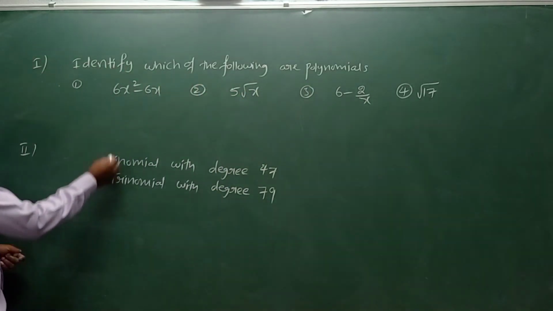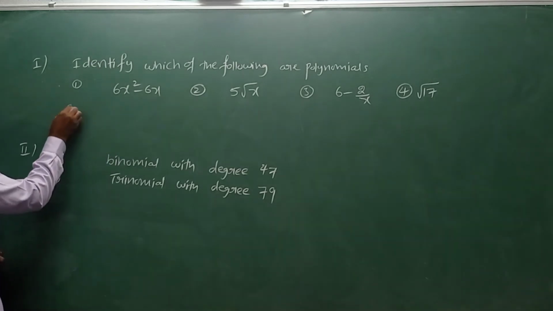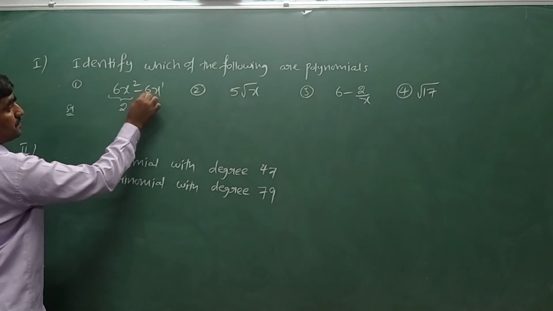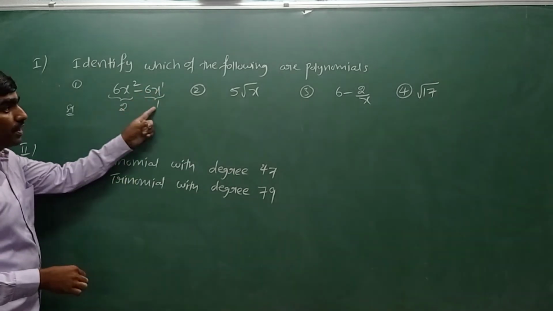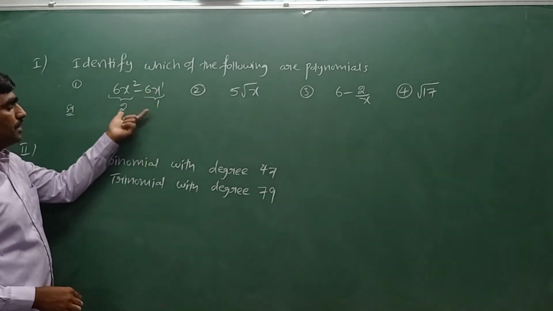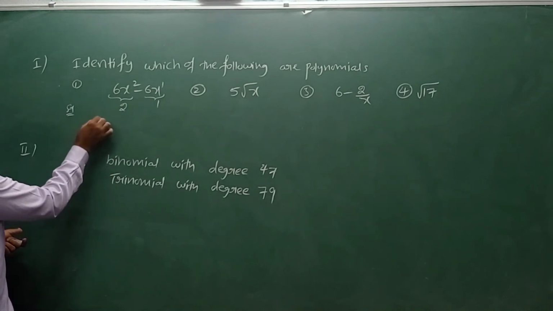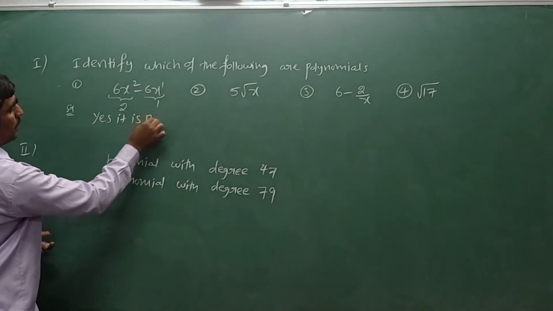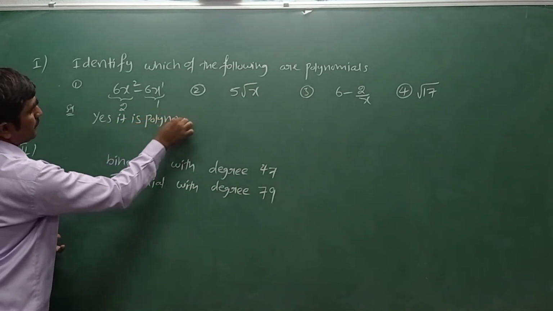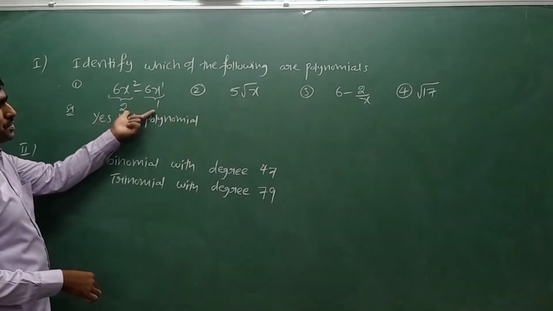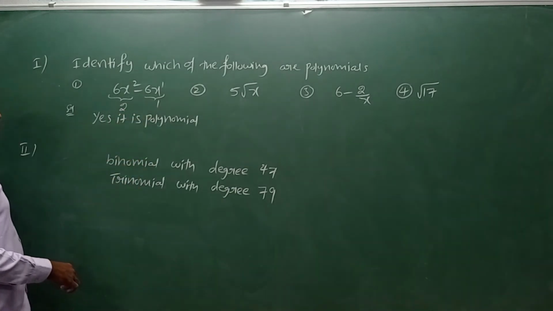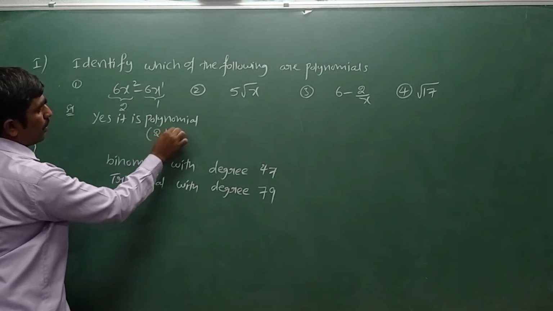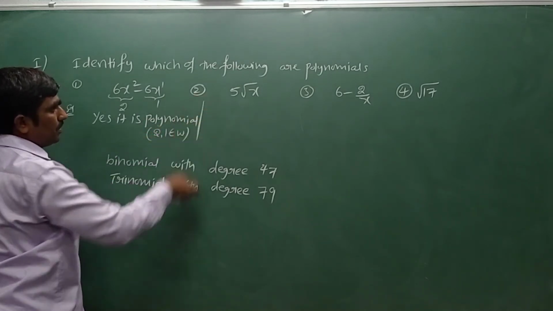Let's see now. Here I can see 2 terms. The power of the first term is 2. The variable power of the second term is 1. 2 and 1 are whole numbers, so it is called a polynomial. Yes, it is a polynomial. What is the reason? Its variable powers 2 and 1 belong to whole numbers.